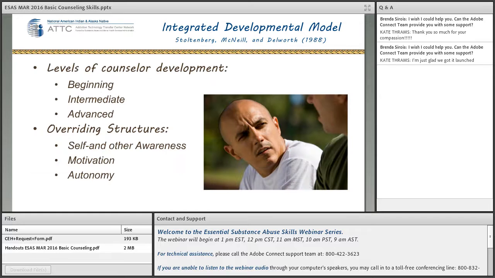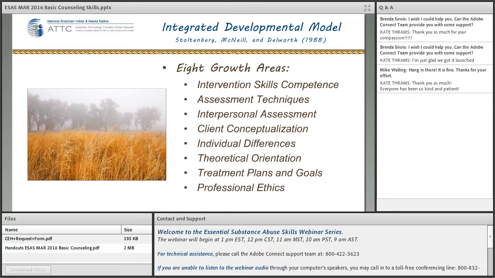There are different levels of counselor development. There's beginning, intermediate, and advanced. Overriding structures means self and other awareness, motivation, and autonomy. It's also important to know the 8 growth areas as a beginning therapist: intervention skills, competence, assessment techniques, interpersonal assessment, client conceptualization, individual differences, theoretical orientation, treatment plans and goals, and professional ethics.